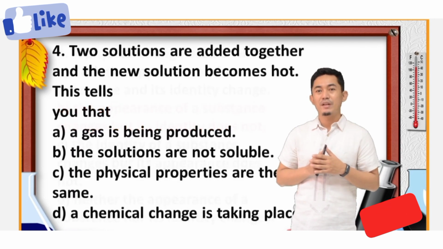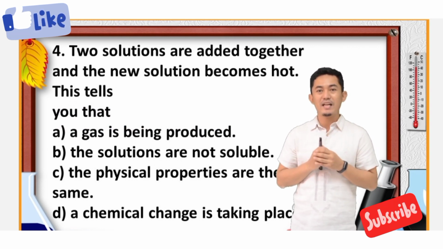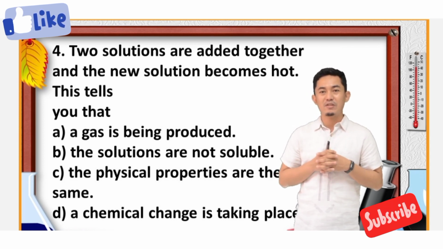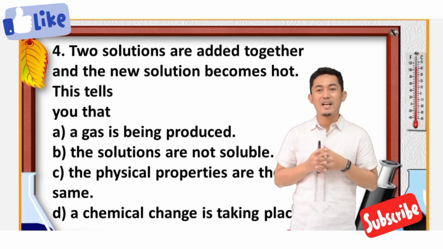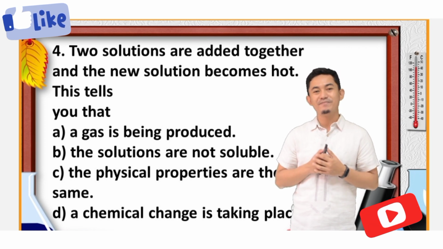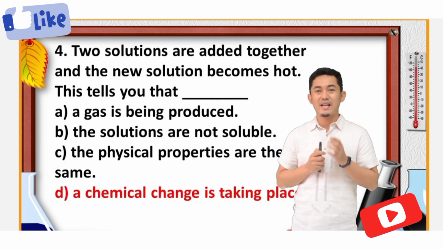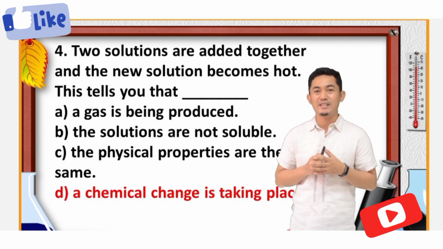Fourth question. Two solutions are added together and the new solution becomes hot. This tells you that A. A gas is being produced. B. The solutions are not soluble. C. The physical properties are the same. Or letter D. A chemical change is taking place. If your answer is letter D, then you are correct. A chemical change is taking place.